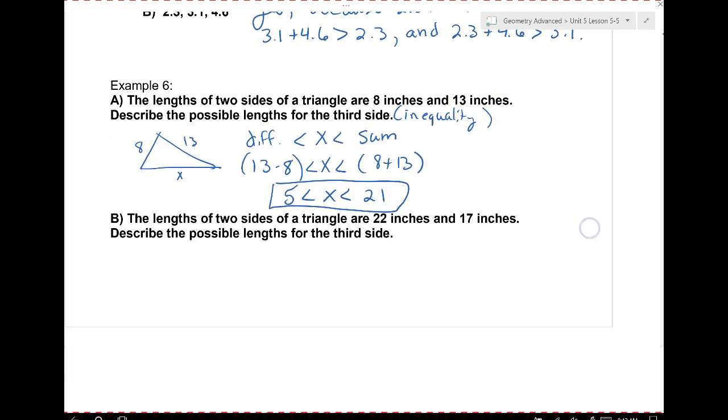Let's look at the next one. It says the lengths of 2 sides of a triangle are 22 and 17 inches. Describe the possible lengths for the third side. Do I want to see the work? If you don't need to draw the diagram, that is okay. That does not hurt my feelings. Like this is 22, this is 17. I'll let Y be my third side here. I'm still going to do the range because they didn't give me any other stipulations, okay? So the third side is going to be between the difference and the sum of the lengths of the sides.